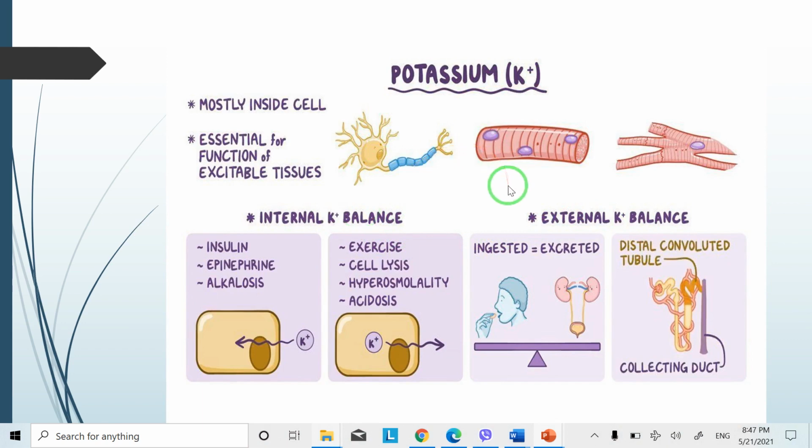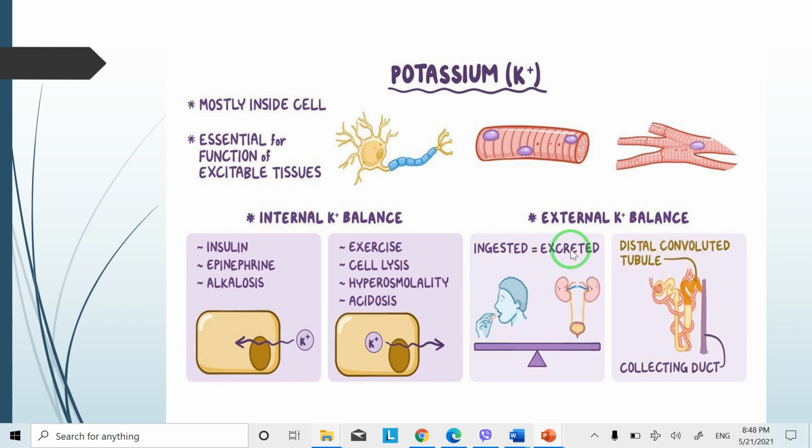This is another figure. We will find that potassium mainly is found inside the cell. It is very important for the activity of the excitable tissue, the nerve, and we have internal balance and external balance. The external balance, we mean that it depends on the amount that is ingested. So this GIT is very important as a source of potassium, and the excretion is usually by the renal system.